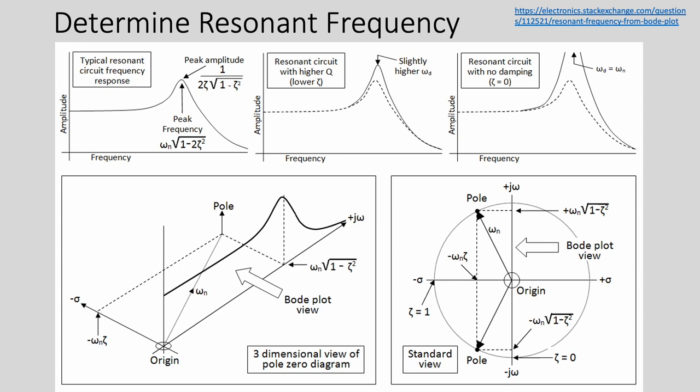And then they have a top view of that, which we actually call the standard view. And you can see for a second order system where our two poles are. And there's the imaginary axis as the y-axis and the real axis as the x-axis.